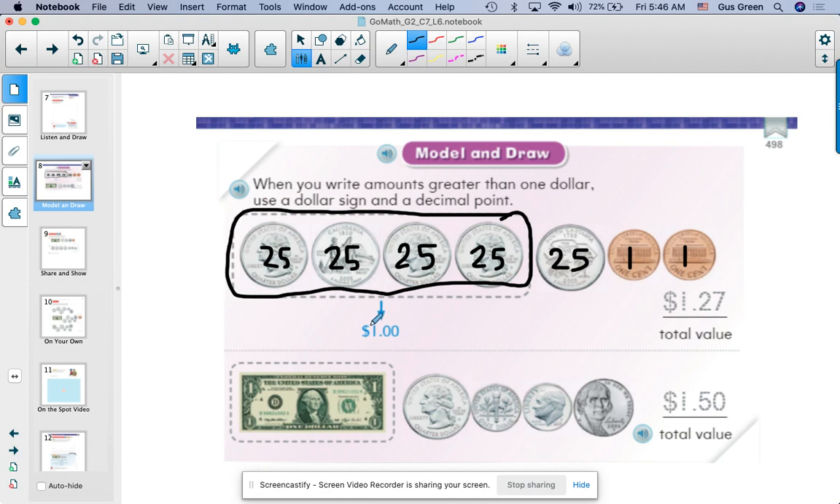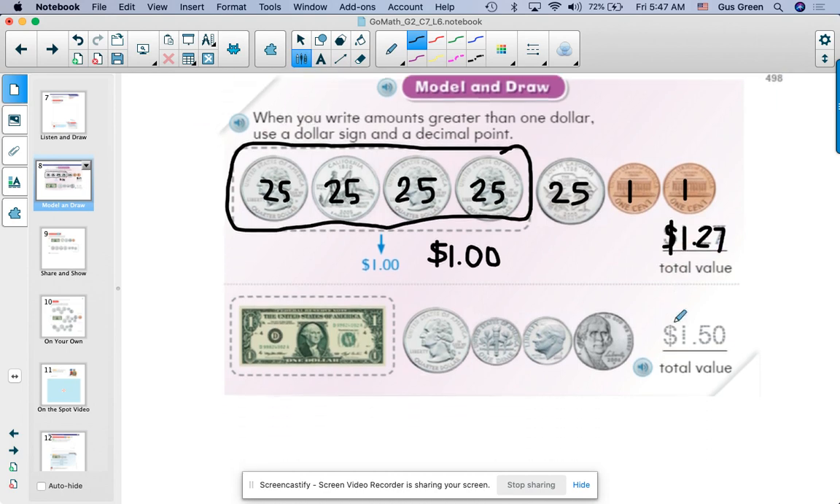So $1 is a dollar sign, 1, but it's also a decimal point with 2 pennies. That's how we write $1. Now there's more than $1 here because there's still another quarter plus 2 pennies, which is 27 cents. The dollar sign's like an S with a line through it. And there's the 1. And then we use the decimal point in front of how many cents there are. And there's 27 cents. So that's how we'll write money greater than $1.